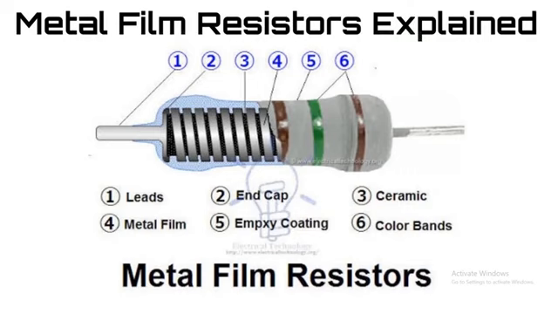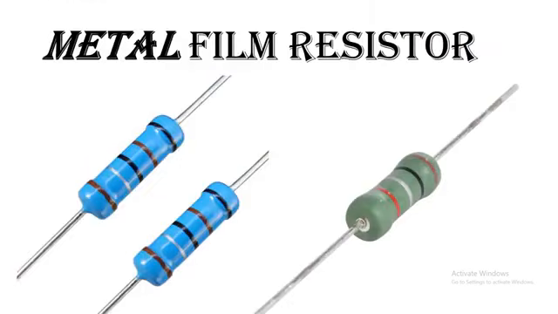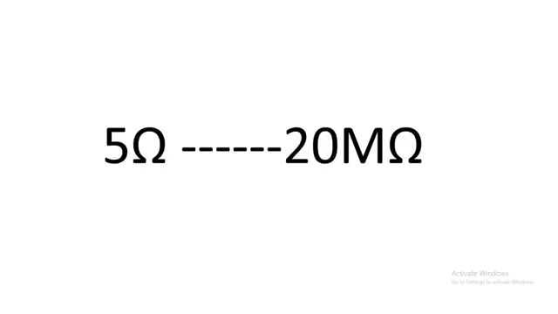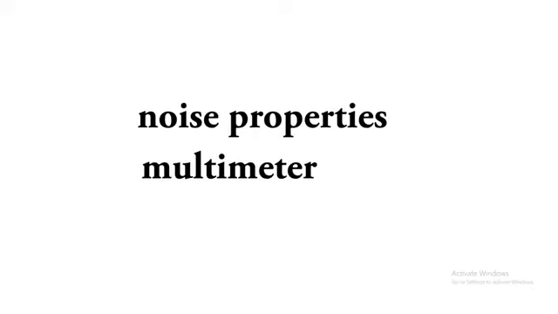So the metal film resistor is a fixed value resistor. This resistor is very sensitive, and we can use it in sensitive circuits. The range of this resistor is from 5 ohm to 20 mega ohm. We use this resistor in circuits where we need to reduce noise. It means when we use this resistor, it will not produce noise in the circuits.